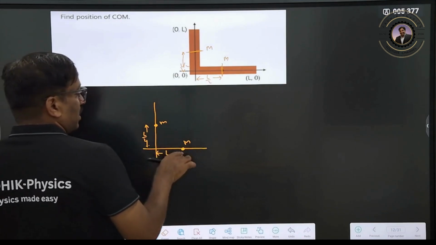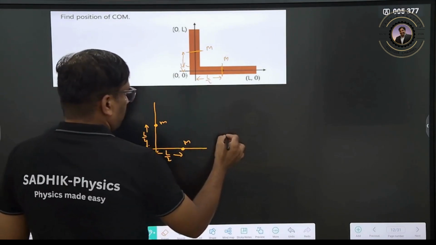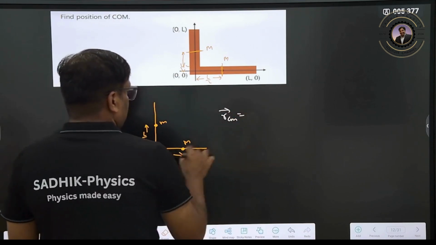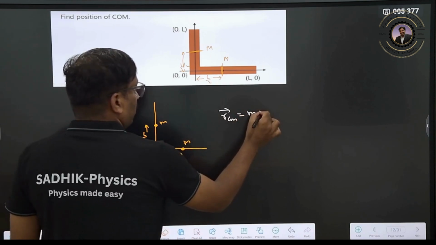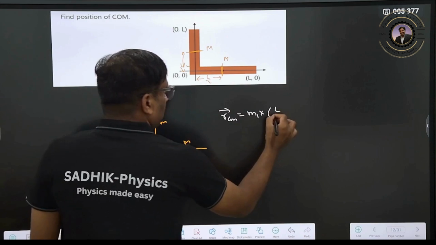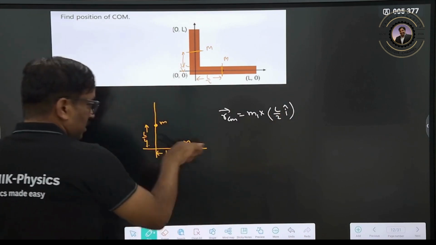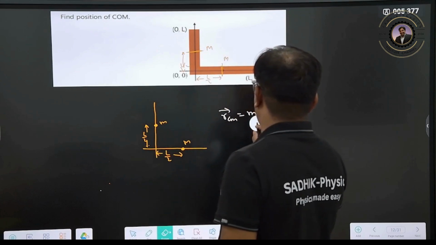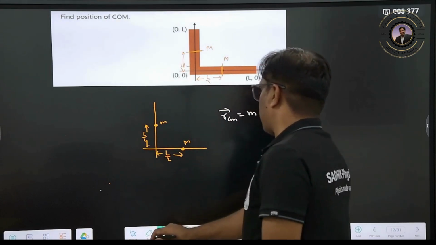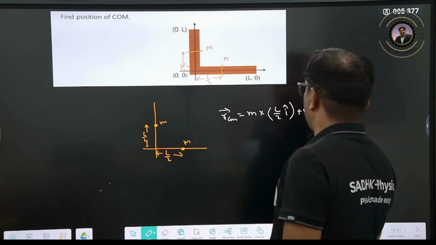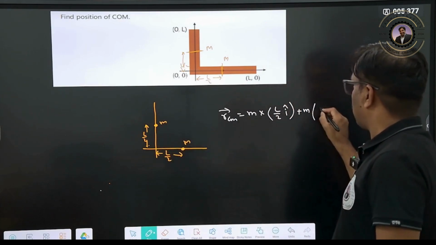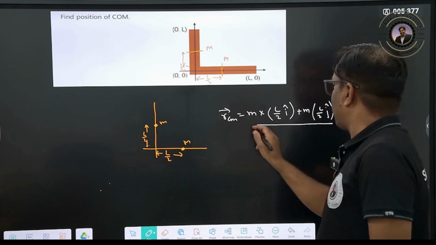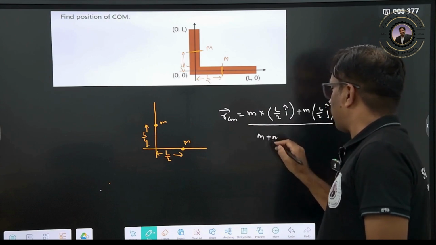Here particle masses are there. Therefore here you can write R_CM equals M1, the total M of this one, into the distance, L by 2 along the x-axis. This is your x-axis. For identical masses, let us take this as M. Similarly M into the distance L by 2 into j cap, divided by M plus M.